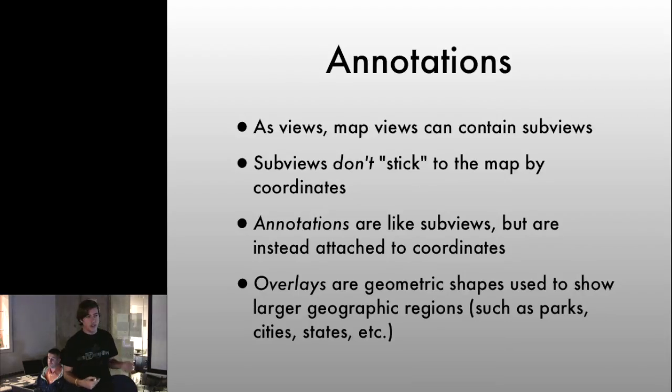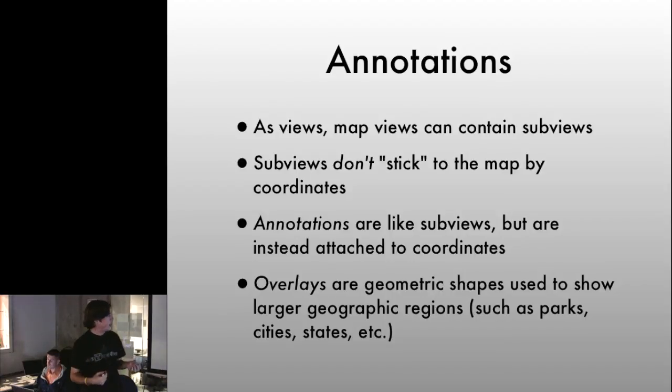So a map view is, of course, a view, so it can contain subviews. The problem, though, is that subviews don't stick to a location on the map based on the coordinates. If you pan the map, those subviews don't pan, which is probably not the behavior you intended when adding a subview to a map view. Instead, annotations work basically like subviews, where they're kind of a subview of the map, but they are attached to a coordinate, and therefore they move with the map as the map zooms and pans.